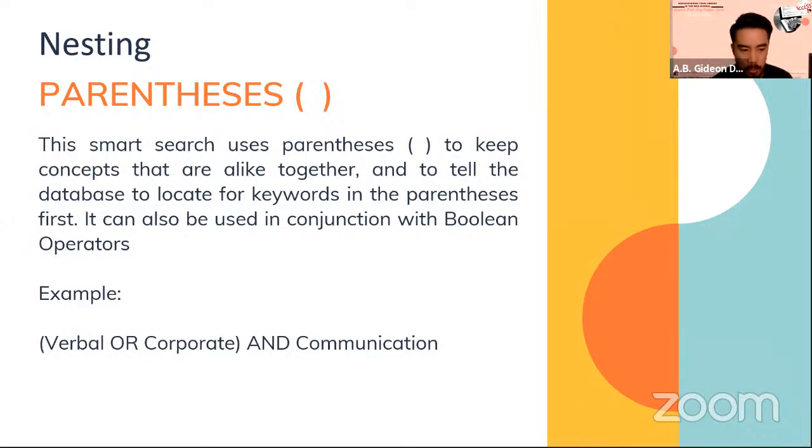So let's take a look at our example. We have verbal OR corporate within the parentheses, AND communication. So basically, the search engine would provide you entries that would have verbal and communication first, and secondly, corporate and communication. So it won't provide all three. It won't provide verbal or corporate only. It would take first into consideration the words within the parentheses. So actually here, the independent variable, or independent term, is communication.